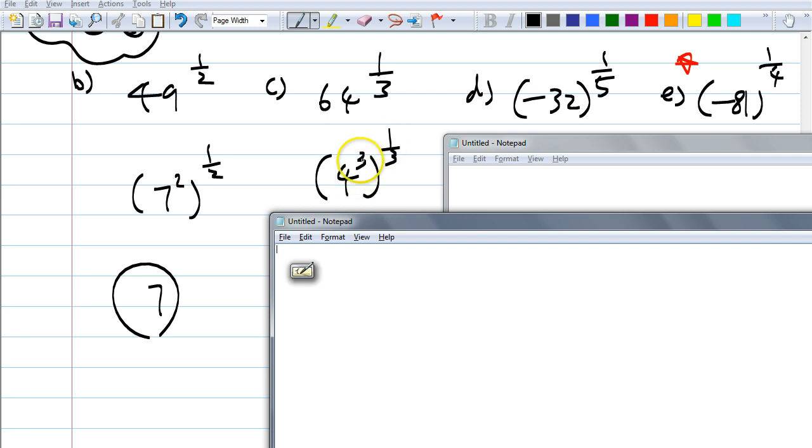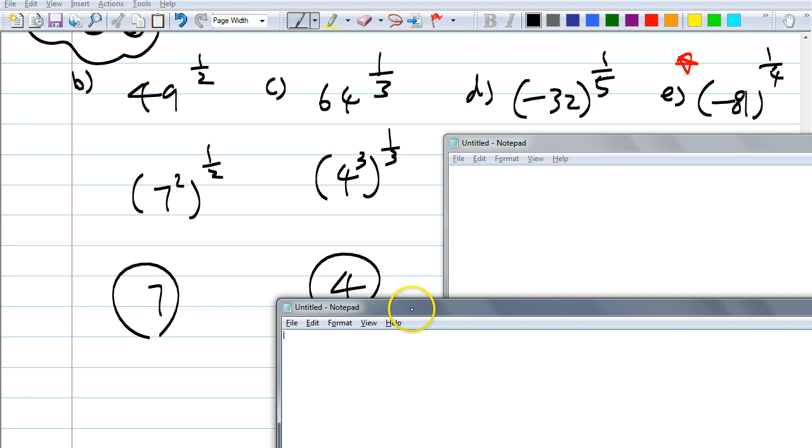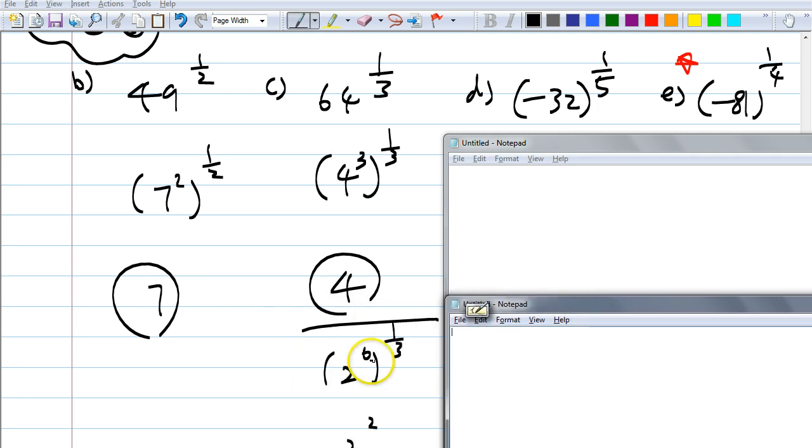By the way, what's this? 4 to the third to the 1/3. You multiply 3 times 1/3. What do you get? It's just 4. Or you could have done 2 to the 6th to the 1/3. What's that going to give you? 2 to the 2nd, which is 4 again. Same thing. Okay. Right? Are we good there?